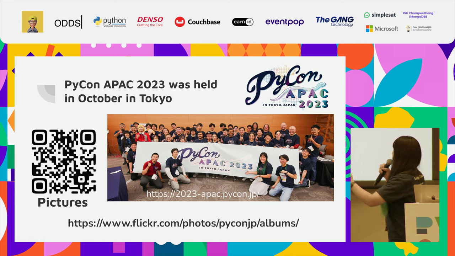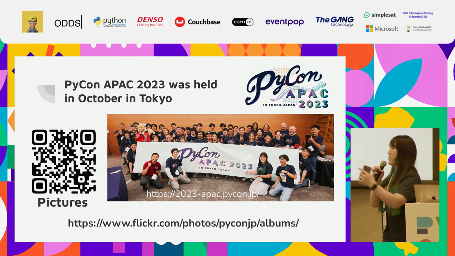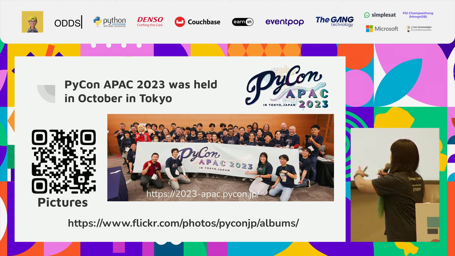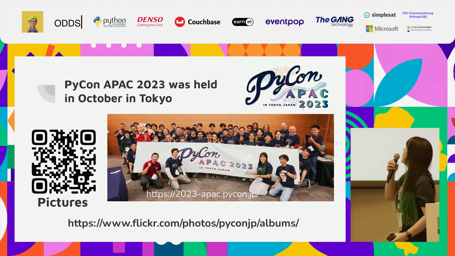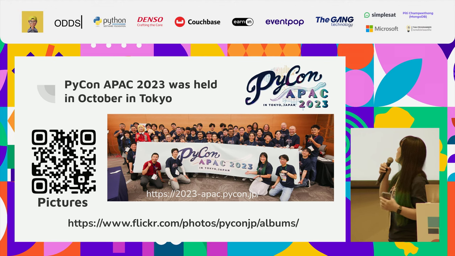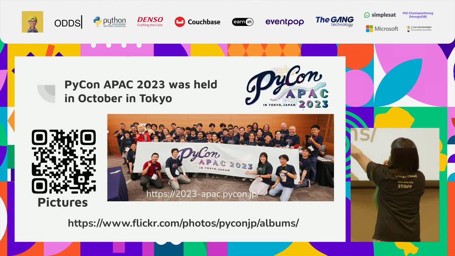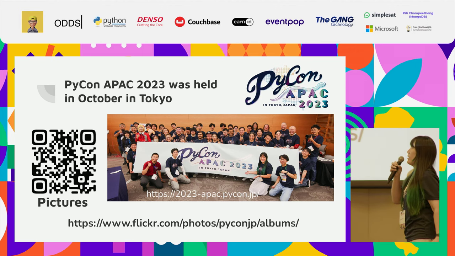This is the PyCon APAC staff picture. PyCon APAC 2023 was held in October in Tokyo. You can check this Flickr site. Please check this QR code. You can see a lot of pictures. This is me and the vice chair in front of the vice chair.